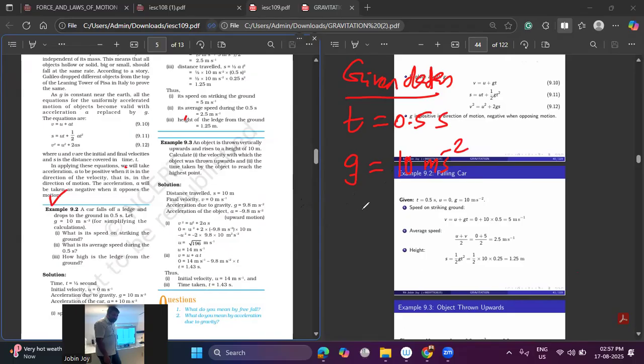What is the speed on striking the ground? We should calculate the speed. Second one, what is the average speed? And the third one, how high is the ledge from the ground? Height means distance, so we have to calculate the distance. First of all, we have to calculate speed, then average speed and height.